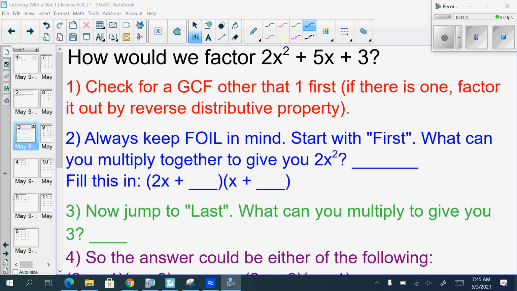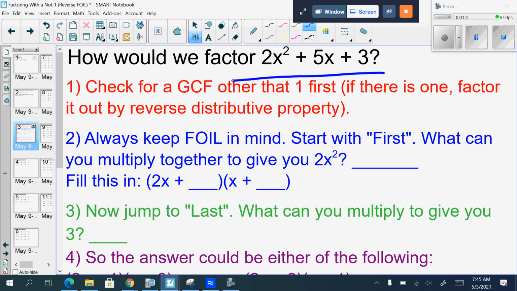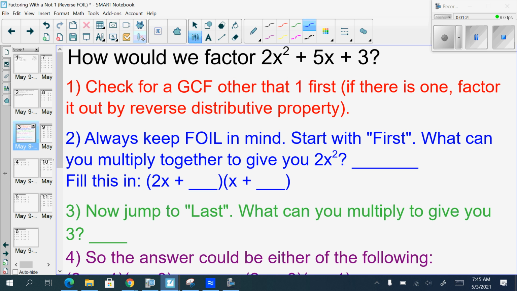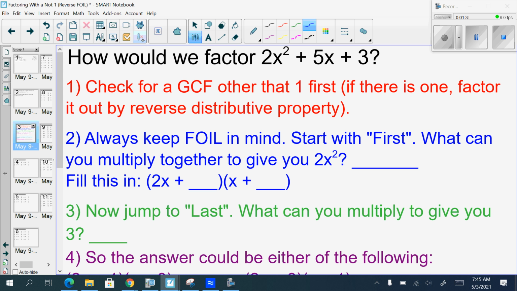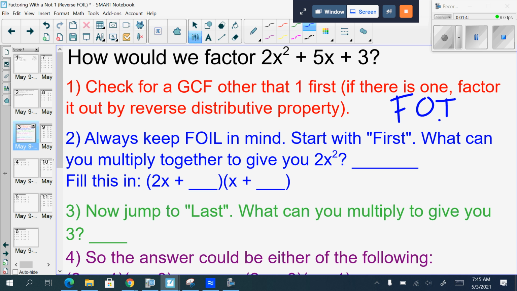So we're going to take a look at this right here, 2x squared plus 5x plus 3. So ask yourself first, always, is there a greatest common factor other than 1 among these three terms? And there's not. 1 is the only thing that they can all be divided by, okay? So we're always going to keep in mind FOIL. We're going to start with first, okay? So I'm just going to write this down for a second.